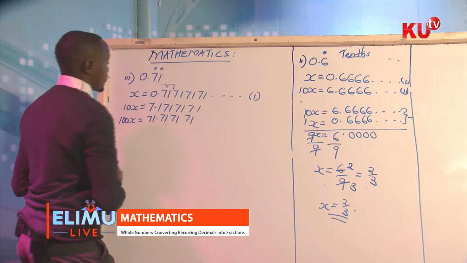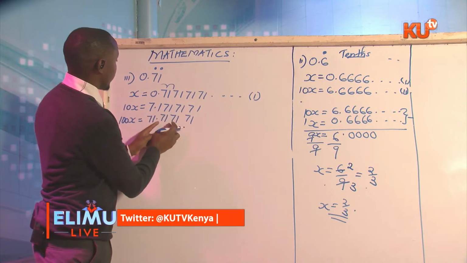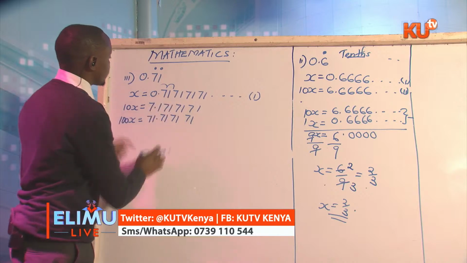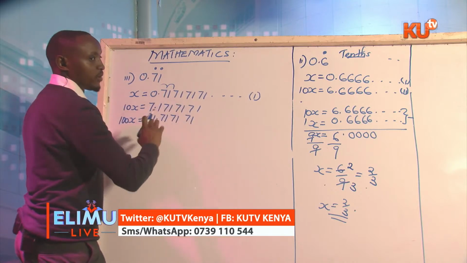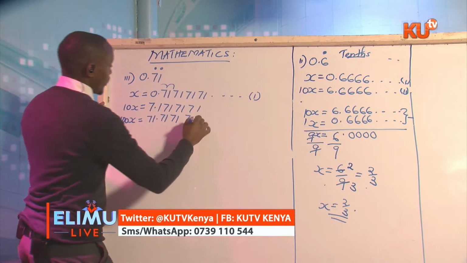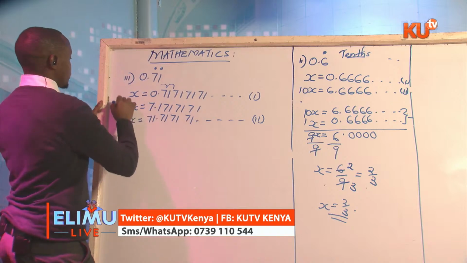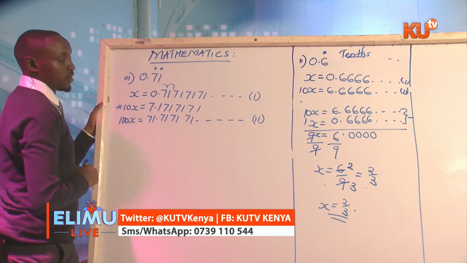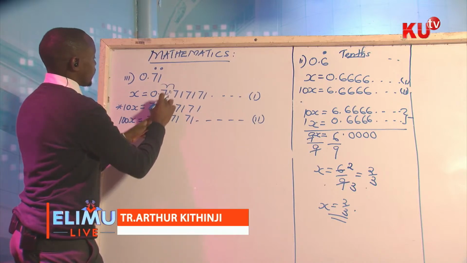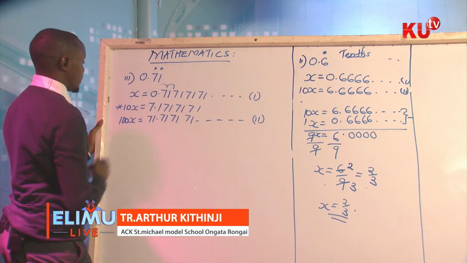71.717171. So when you look at this one, after the decimal we have 71. On the original x, we have 71. That means when we subtract these, we'll not have anything left on the decimal part. So we are going to choose this as our equation 2. The other one does not qualify to be our equation 2 because after the decimal we have 1, and when you subtract 7 from 1, you'll not get 0.